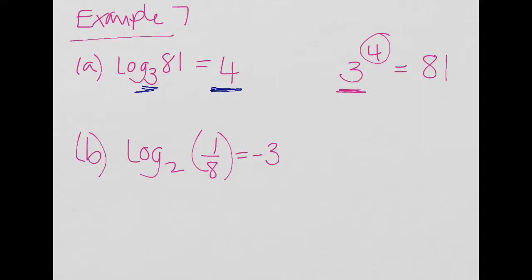Okay, so I start with, what is my base? My base is 2. What is my exponent? It's -3, and my answer is 1/8. Now, we can see 3 to the power 4 from this one is 81. 2 to the power of -3 is 1/8, because 2 cubed is 8. So 2 to the -3 is 1/8. So I'm hoping that's all making sense to you.